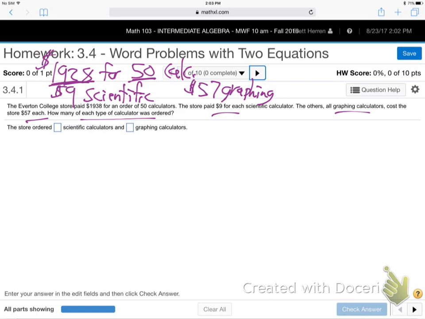Did they buy like 40 scientific and 10 graphing? Or did they buy 30 scientific and 20 graphing? Or what did they do that totaled $1938 for 50 calculators? So how do we figure that out? So that's the money question. So how we do the money questions, so this is the first type. Like I said, 3 kinds of word problems. Money is the first type.